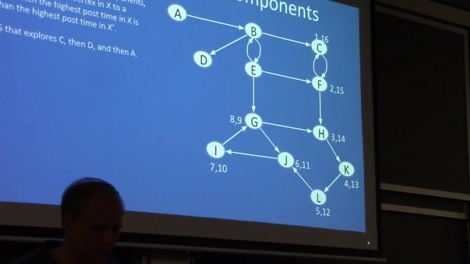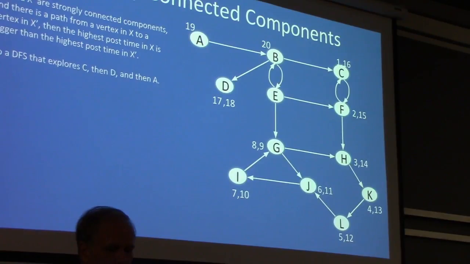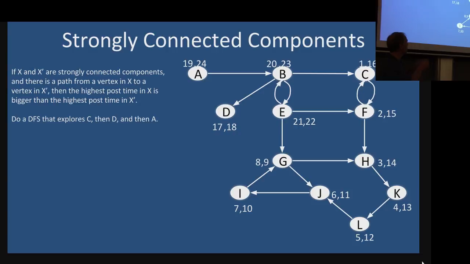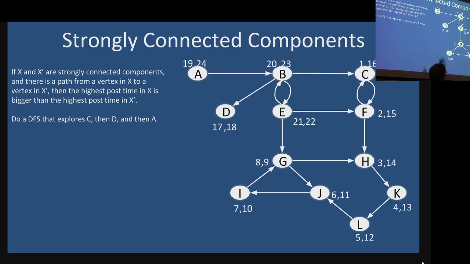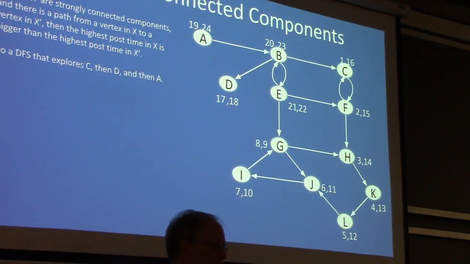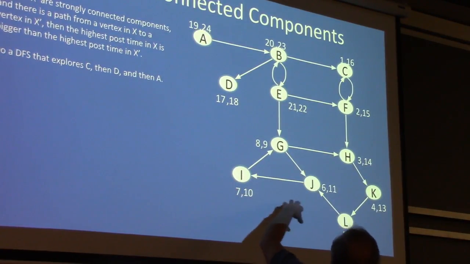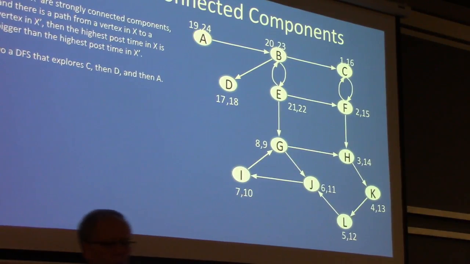So let's do it. Let's restart at D. It gets a 17 and an 18. Then let's go to A, and it gets 19, 20, 21, 22, 23, 24. And so what you see is that A has the highest of all, right? There's a path from A to every other vertex. A is a strongly connected component, and so that component has the highest post time of all. The highest post time in this chunk is less than the highest post time in the BE chunk, the CF chunk, and the A chunk. So what does this suggest?